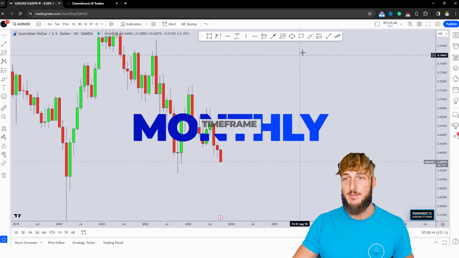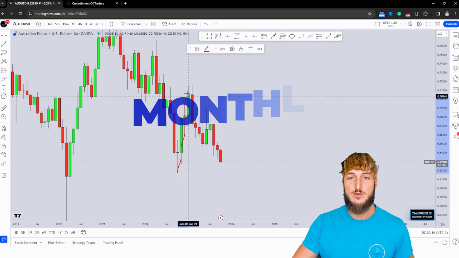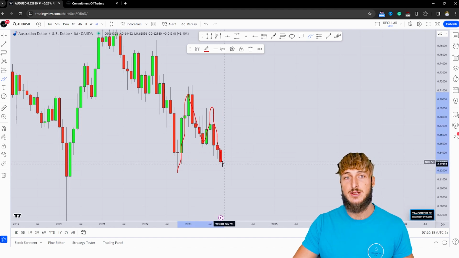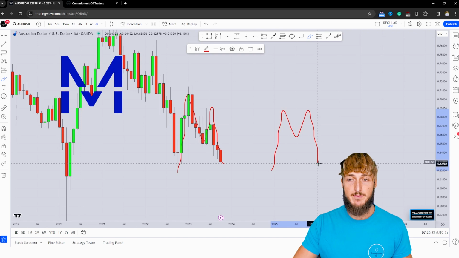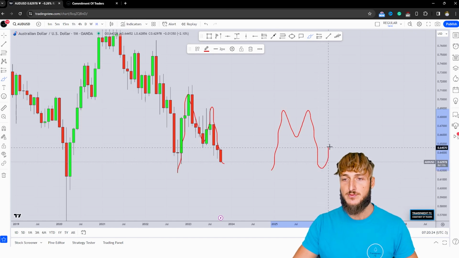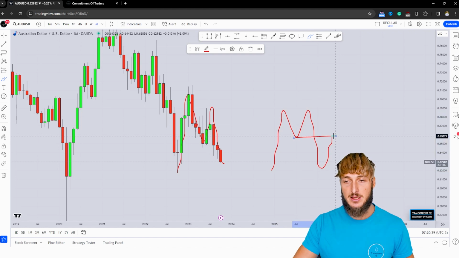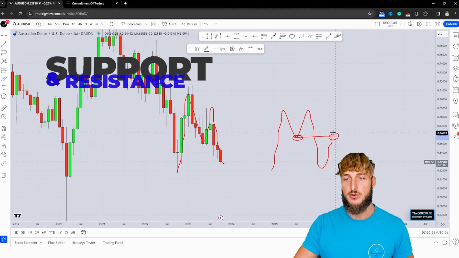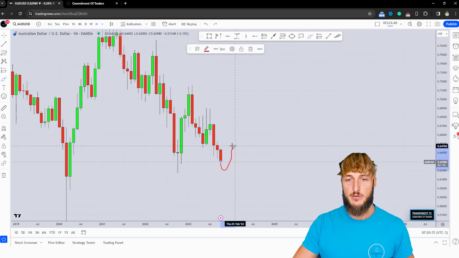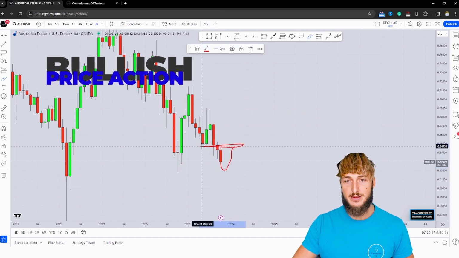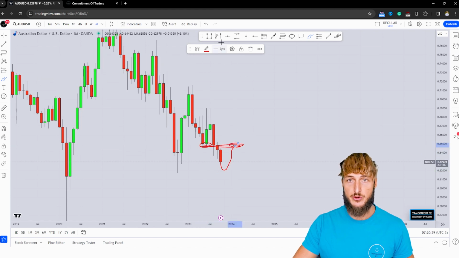Now, starting from the monthly time frame, what we can see is that we have a market which has just created this monthly M pattern. Now, in general, after the creation of an M pattern, what we would expect is for the market to create a potential move higher for the completion of the pattern at the neckline, which is the previous support turned resistance. So here on the monthly, what we could expect is a reversal higher for the completion of this pattern at the previous support turned resistance.